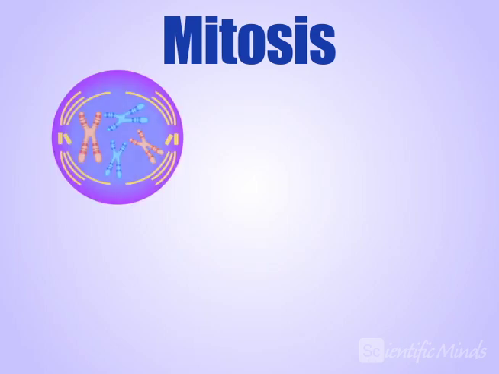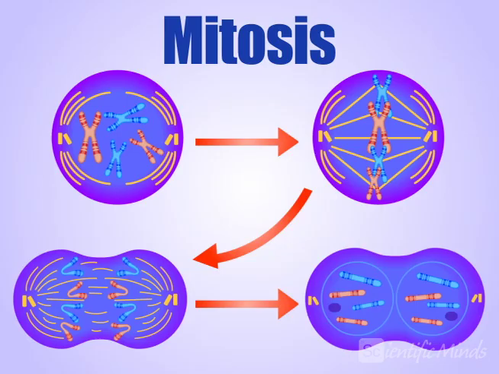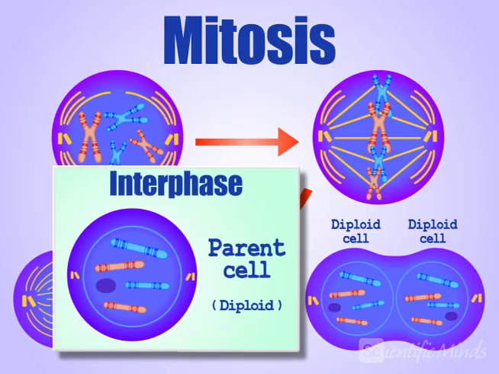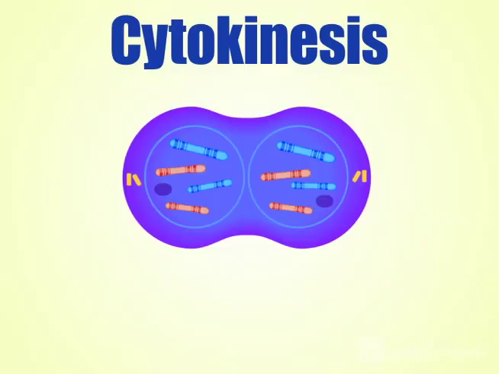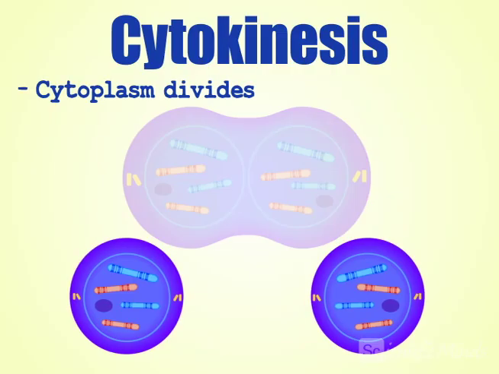Mitosis involves 4 distinct phases and produces 2 identical daughter cells, each with 2 sets of chromosomes. Cells with 2 sets of chromosomes, or chromosome pairs, are called diploid cells. Mitosis produces 2 diploid cells that are identical to the parent cell. During the last part of the cell cycle, cytokinesis, the cell's cytoplasm divides, and the 2 daughter cells separate to form individual cells that will each continue the cell cycle.